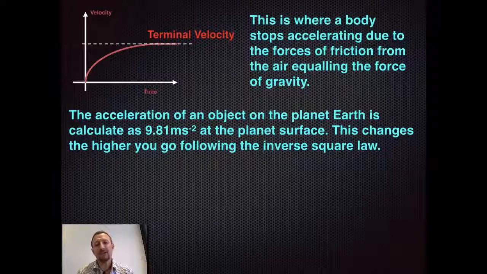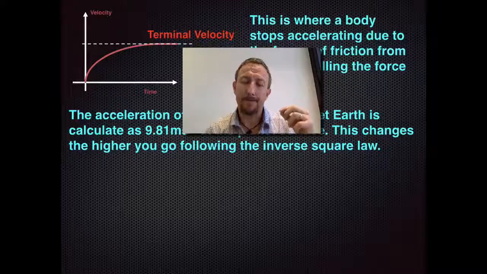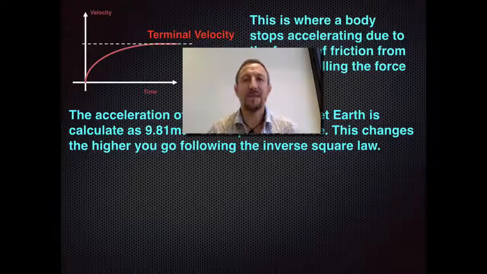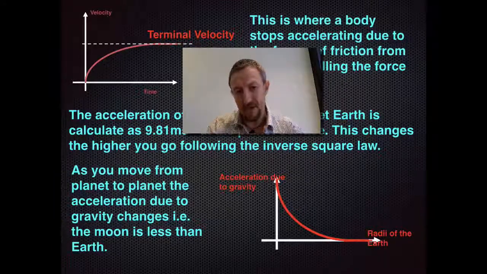Now, the acceleration of an object on the planet Earth, as we know, is 9.81 meters per second squared, but this changes the higher you go up. Now, why is that? Well, because the force changes as we go up. As you study your physics a little more, you'll come across Newton's inverse square law, which basically states that the higher you go up, and we're talking about the radius of the Earth, which is 6,400 kilometers, the more radius you go out from the Earth, the acceleration due to gravity will decrease, and it follows this inverse square curve.